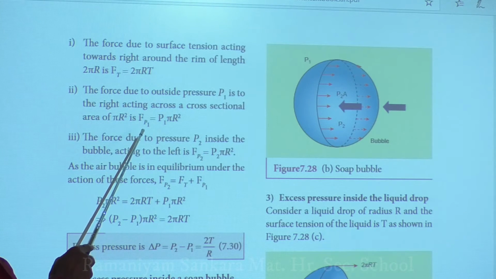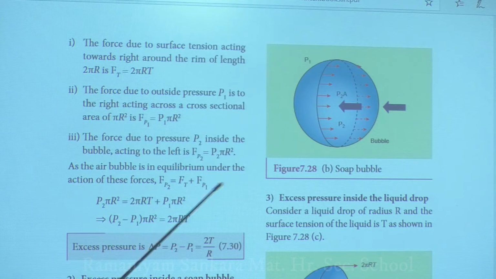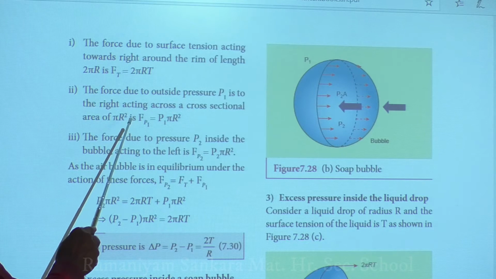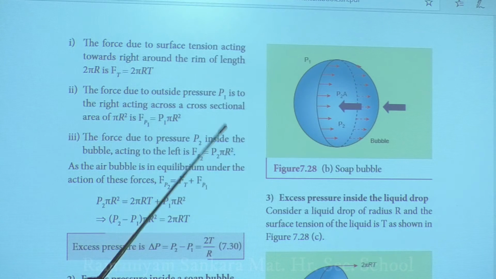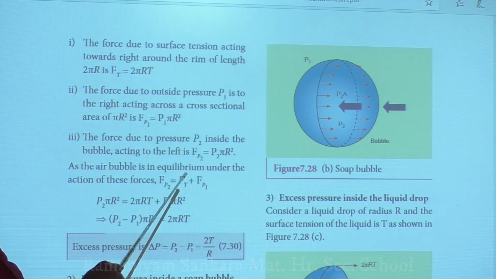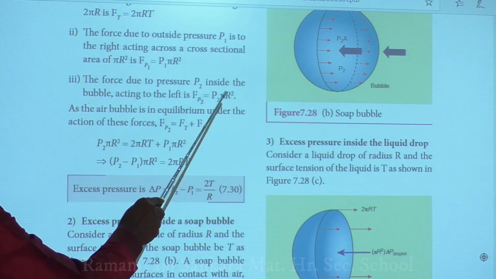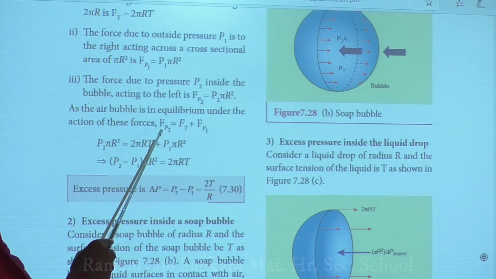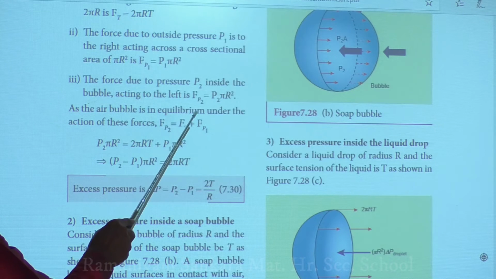That is P1, equal to area you need. This also again, pressure equal to force per unit area. Force equal to pressure into area. What area? Circular area, pi r square. Similarly for P2, P2 into pi r square. Then you have to add: P2 equal to Ft plus P1.